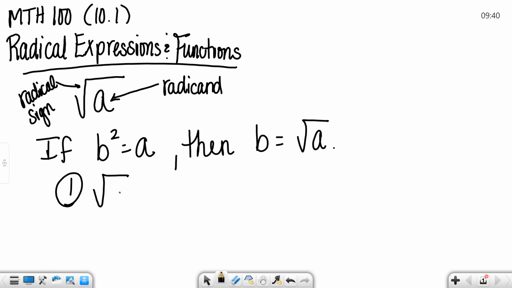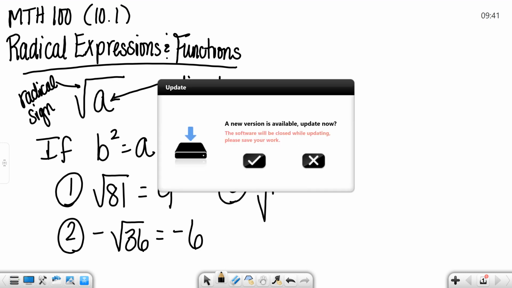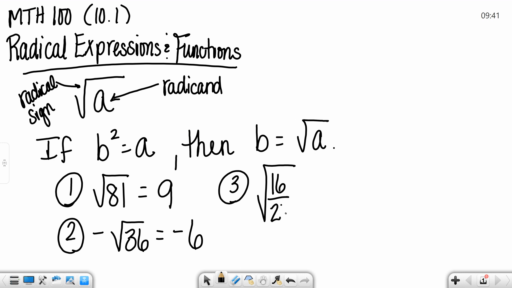So if I have the square root of 81, okay, I know that is 9. Because 9 times 9 is 81, so the square root of 81 is 9. Negative square root of 36, now the negative is outside, so it stays out there, and then I do the square root of 36, which is 6. We also can do this with fractions. If I have the square root of 16 divided by 25, then that would just be the square root of 16 is 4, the square root of 25 is 5.